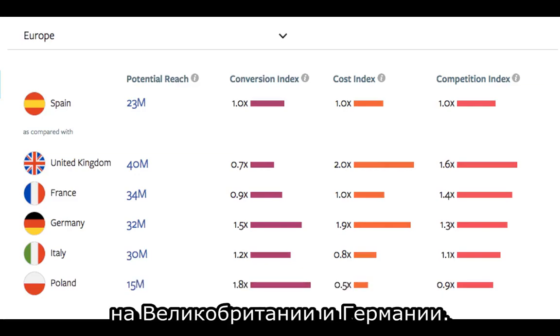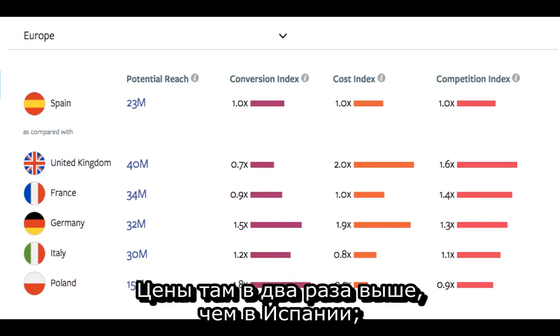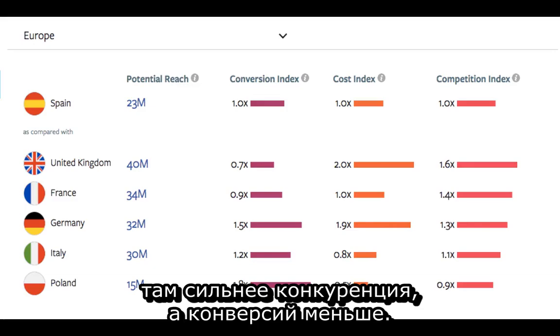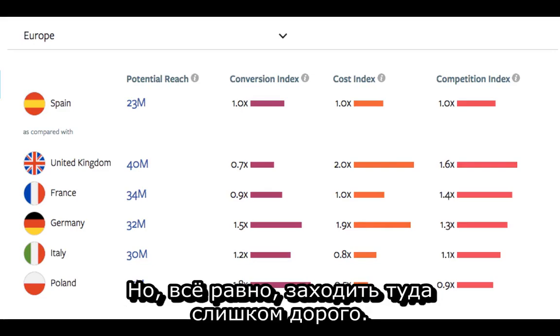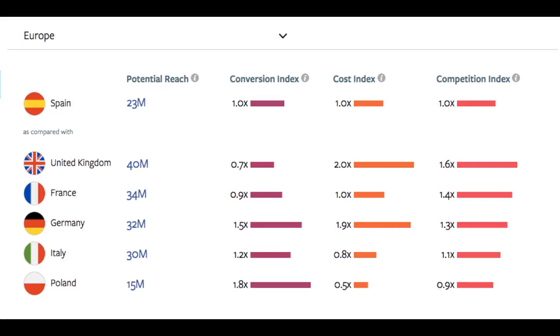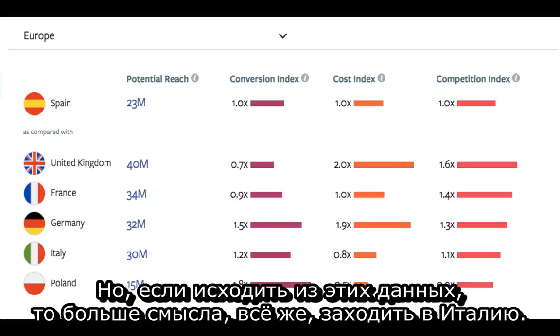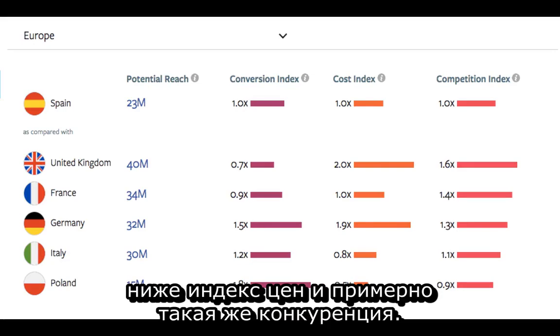And what we see is that once again many people are completely blindly focused on the UK and Germany, but they're actually very expensive, so they cost twice of what it costs in Spain. You have much more competition, and they convert less. Okay, Germany converts better, but it's still very expensive to be there. I still recommend Germany. Germany is a good market, but just based on these numbers, it would make even more sense to go to Italy, where you have a higher conversion index than in Spain, lower cost index, and basically the same competition.